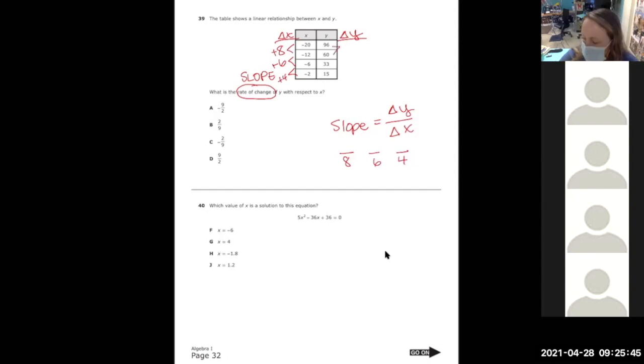And now we've got the change in Y. So from 96 to 60, it's minus 36. From 60 to 33, it's minus 27. And from 33 to 15, it's minus 18. And so we need to simplify these fractions. And if you simplify all of them, they end up being negative 9 over 2, which is A.